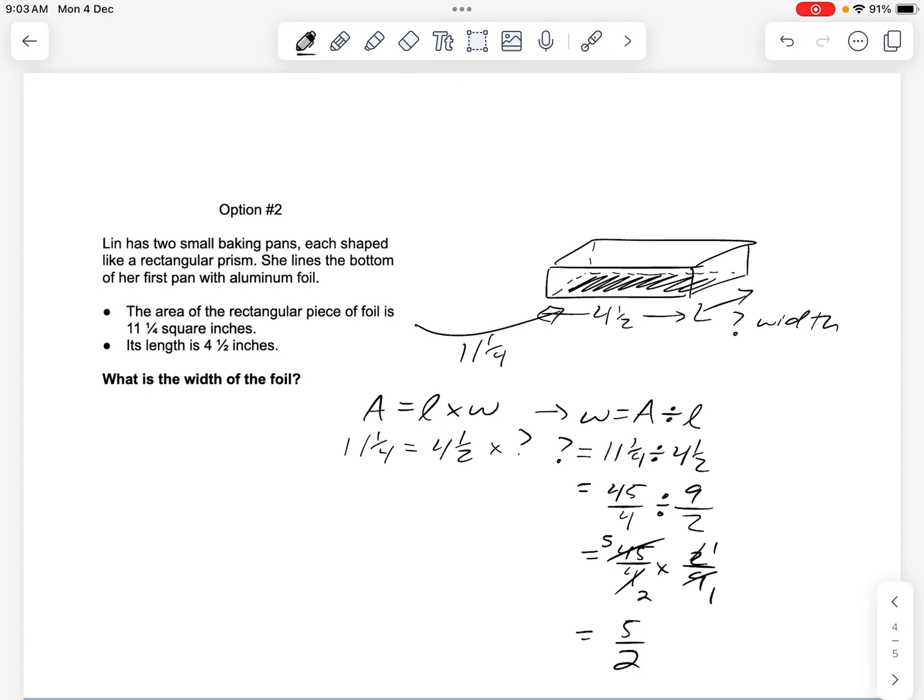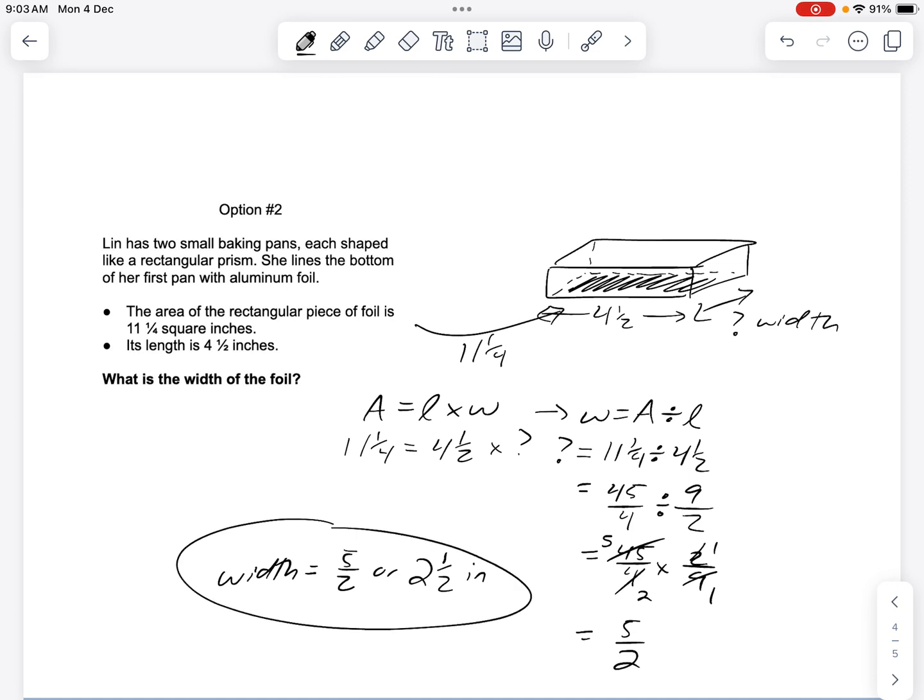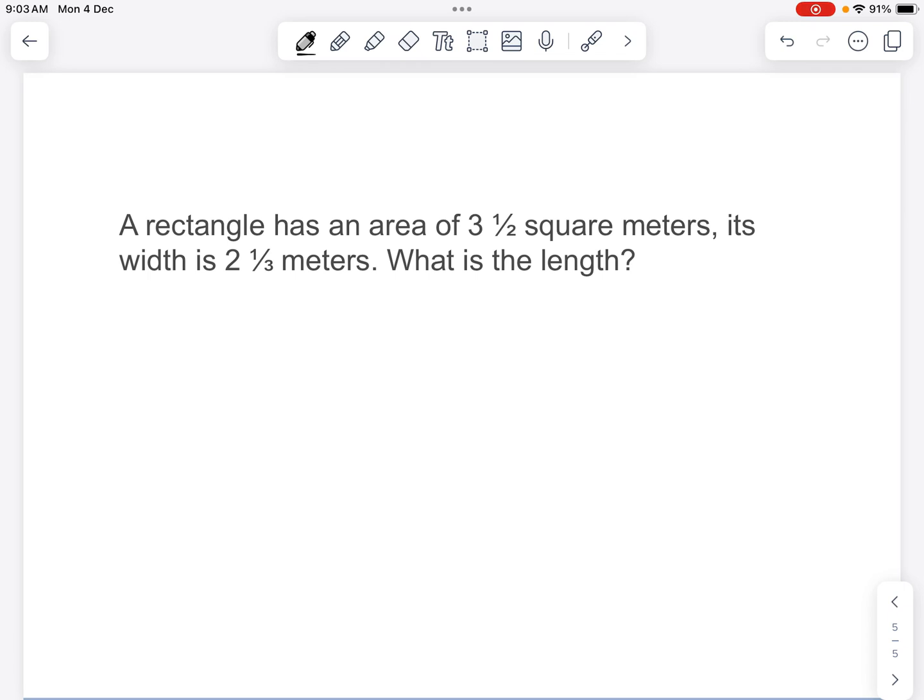So that is my answer, okay? The width is going to equal 5/2 inches, or probably a better way to write it in this context, 2.5 inches. So that would be my answer for question option 2. So I'd like you to take a second, answer this question. All right, for this one, we'll see how you did.